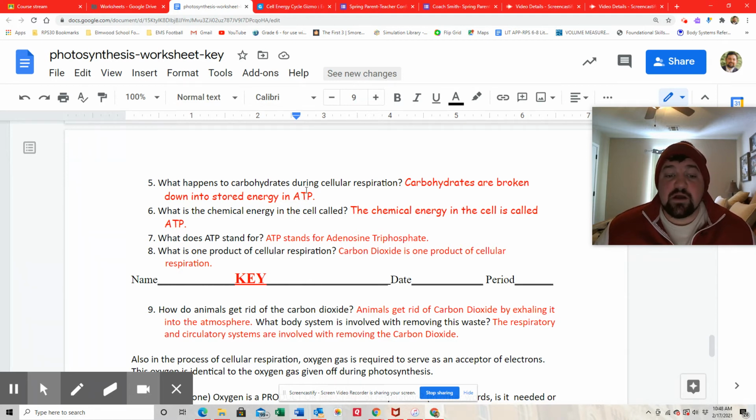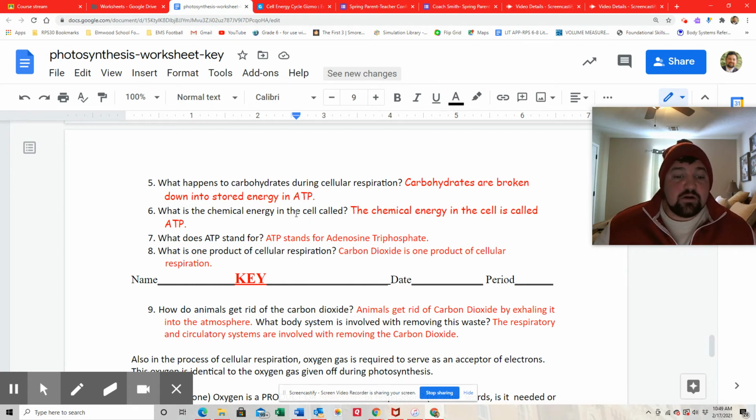What happens to carbohydrates during cellular respiration? Carbohydrates are broken down into stored energy, ATP. So that energy is stored and it's ready. The glucose is not ready to be used. ATP is. So anytime your body needs the energy, boom, they just use an ATP, use an ATP, use an ATP. And you go through cellular respiration to store up that ATP so it's ready to go.